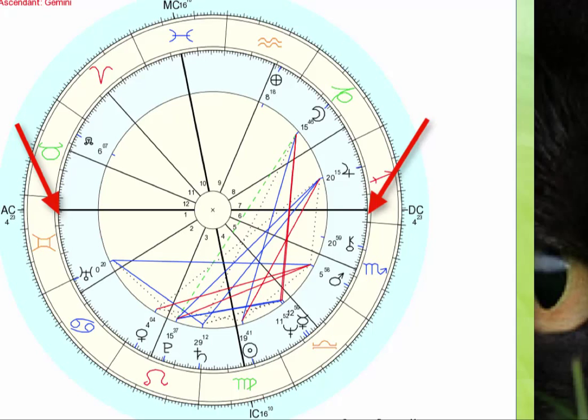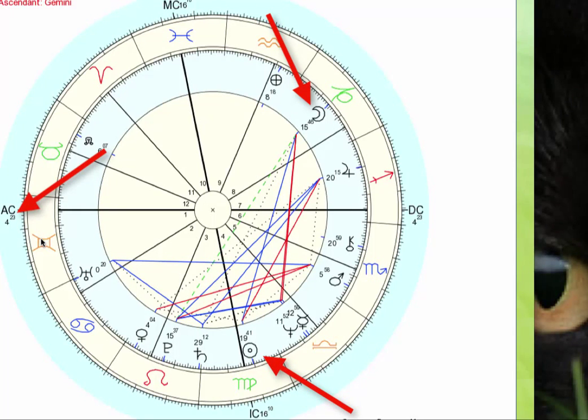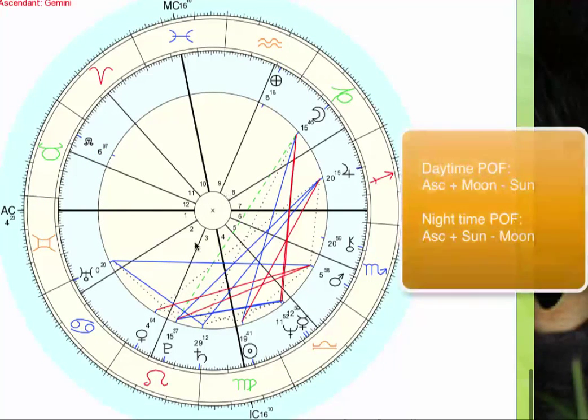Okay, so here is how we do it. To calculate the part of fortune daytime or standard, we are going to take the ascendant plus the moon and subtract the sun. For the nighttime part of fortune, we're going to take the ascendant, add the sun, and subtract the moon.